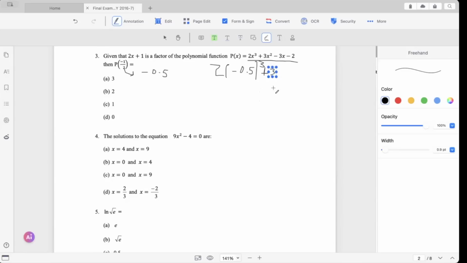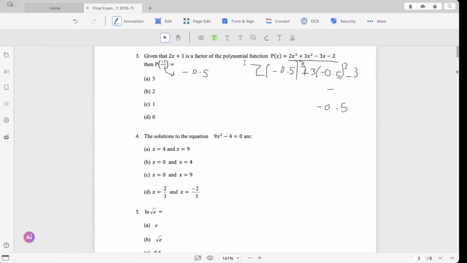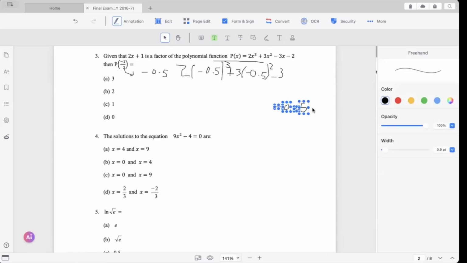And where we have x squared, we're going to have open bracket, negative 0.5, and then it's going to be squared, minus 3. It's going to be negative 0.5, and carry this further, minus 2. To replace x to be minus 0.5, this x to be minus 0.5, this x to be minus 0.5.